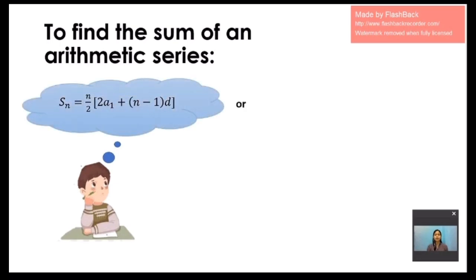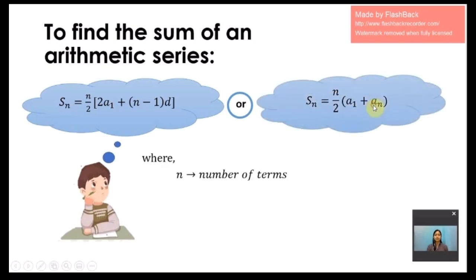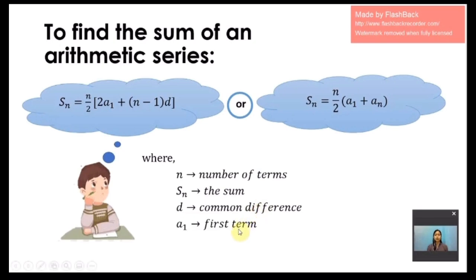Or we can have this another formula in finding the sum. S sub n is equal to n over 2 times the quantity of a sub 1 plus a sub n, where n is the number of terms, S sub n is the sum, d is the common difference, a sub 1 is the first term, and a sub n is the nth term.